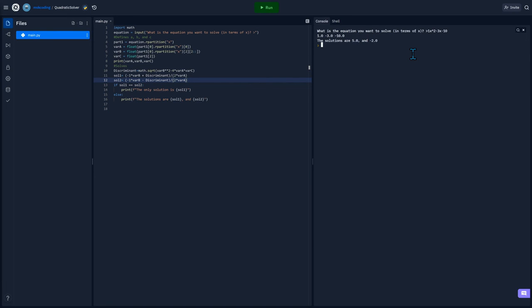One place where it doesn't work is when the solutions are complex. So just know about that. If the discriminant is the square root of a negative number, then it won't work. It'll give an error, math domain error or something.